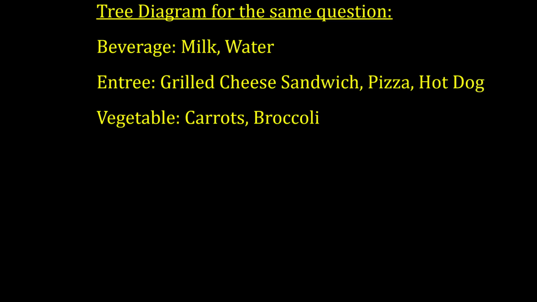So what we're going to do is we're basically going to be making a bunch of branches. And I'll show you what I mean here. So our first 2 branches are going to represent milk and water. I'll put M and W for milk and water. And then if I chose milk for my beverage option, then I've got 3 choices for my entree. I could do grilled cheese, I could do pizza, and I could do hot dog.